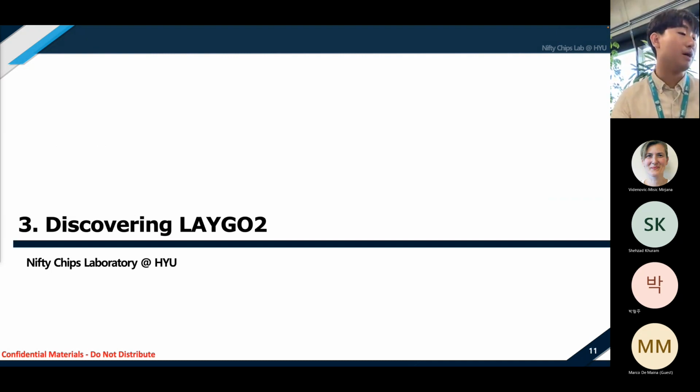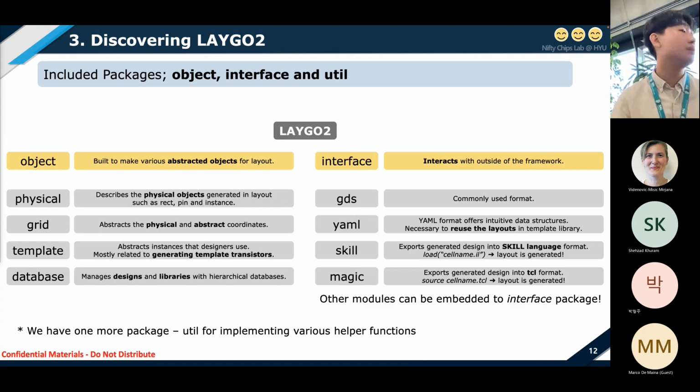The last part of mine is discovering LAYGO2. There are 3 packages in LAYGO2. Object package manages the entire elements in your layout design, and interface package is used when you try to output the result of your design into various formats. Object package has 4 modules.